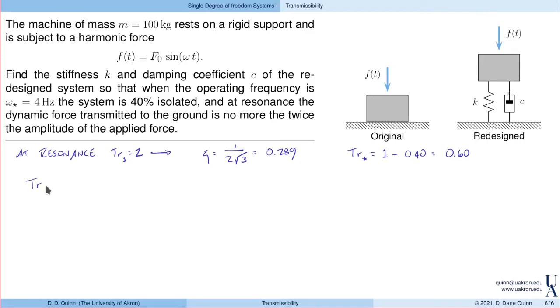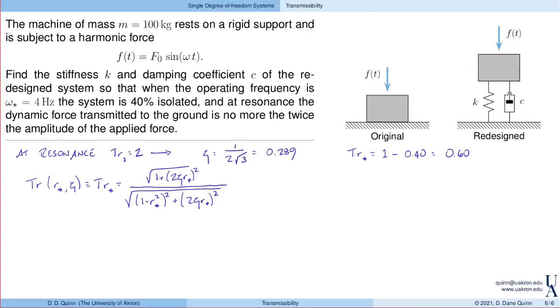So let's go back and look at our transmissibility at the operating speed. Remember that TR at R star and zeta, which was defined as TR star, is, in the numerator, 1 plus 2 zeta R star squared, and in the denominator, we end up with 1 minus R star squared, squared plus 2 zeta R star squared. So again, this is known. It's 0.6. We've already found the damping ratio. So we need to solve for the frequency ratio.